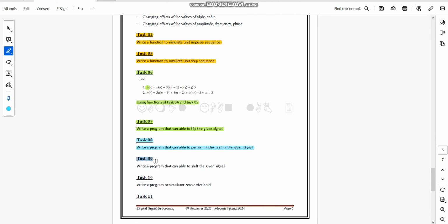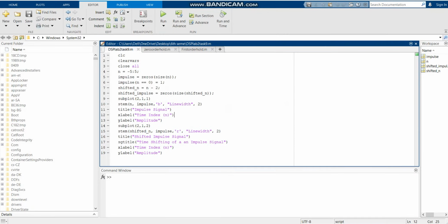Task 9 of the lab is to write a program that can shift the given signal. This MATLAB code generates and visually compares an impulse signal and its time-shifted version. Let us see the output.